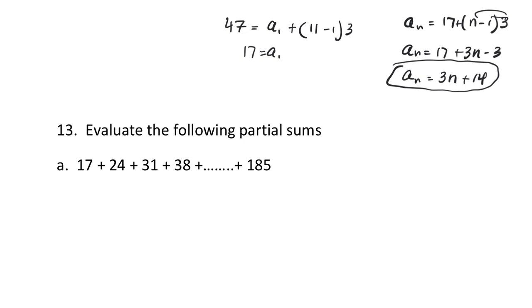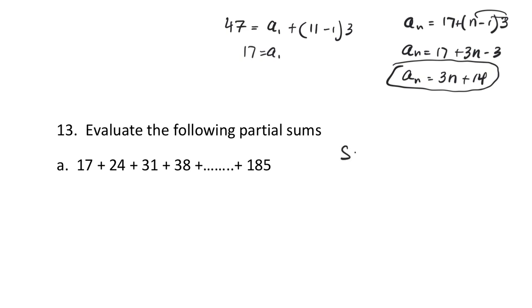Okay, question 13. Again, it's not clear what section this comes from at this point because it just says partial sum. Remember, we did partial sum of arithmetic and we did a partial sum of a geometric, so we need to determine what kind of sequence this is. From 17 to 24 is an increase of 7. 24 to 31 is an increase of 7. 31 to 38, so they're all increasing by 7. So there's a common difference, which means this is arithmetic.